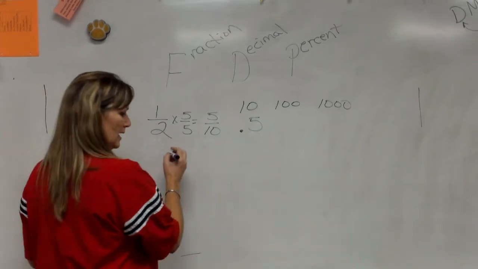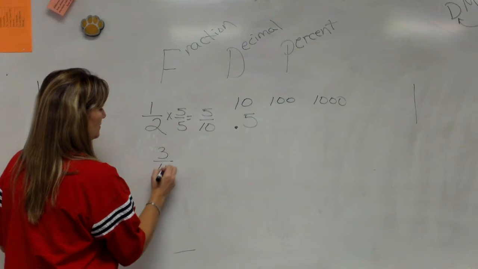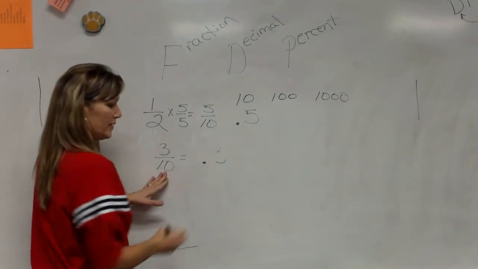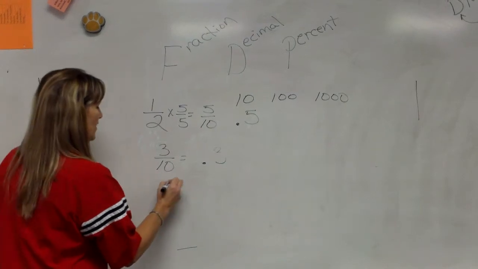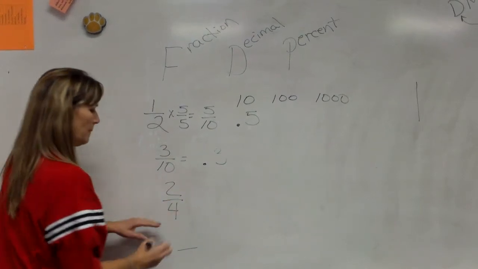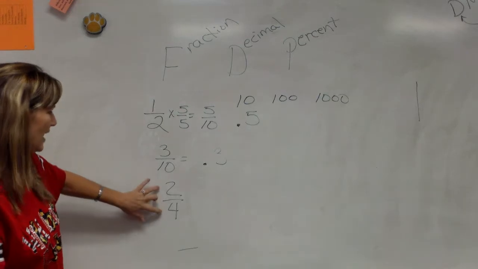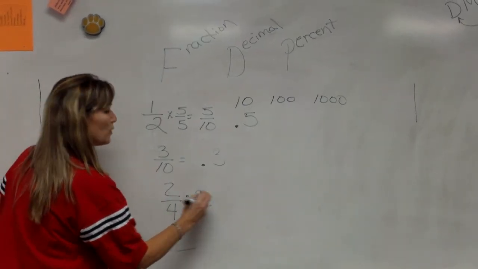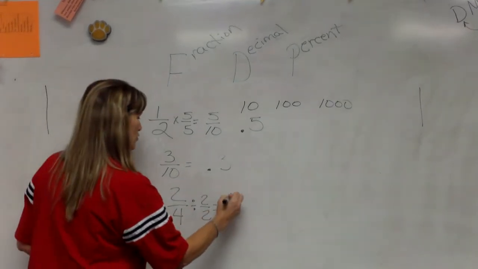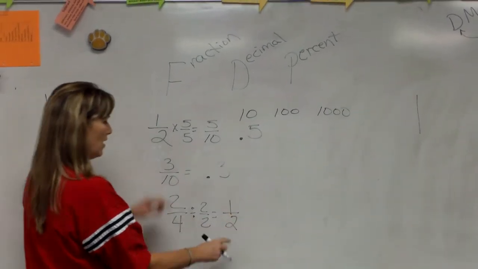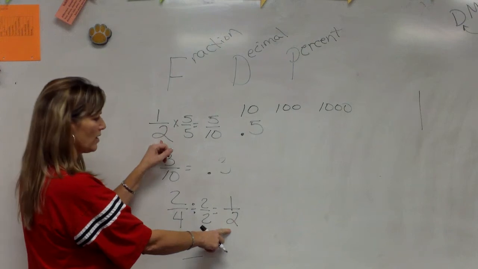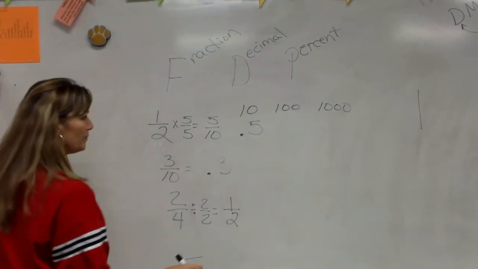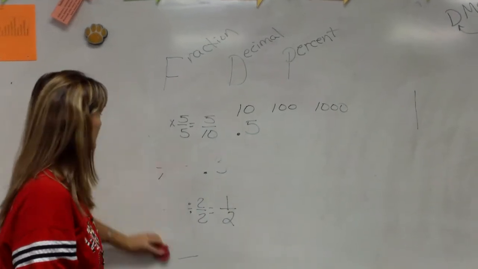If you have trouble with place value, there's a place value chart also on the website. If I have 3/10, well, I already have a 10 on the bottom. That would be 0.3. If I have 2/4, well, I have a choice here. I can reduce this, and I think I will. I'm going to scale down to 1/2. Oh, I'm right back where I was before. I could multiply by 5 over 5, get my 10 on the bottom, and then I would have a 0.5.